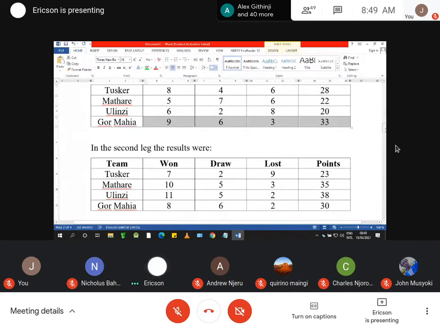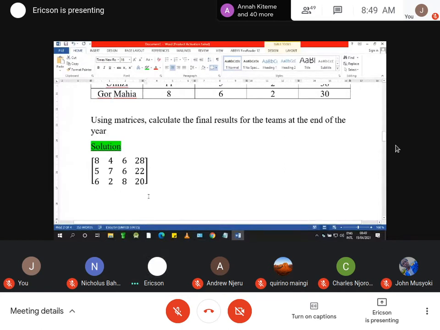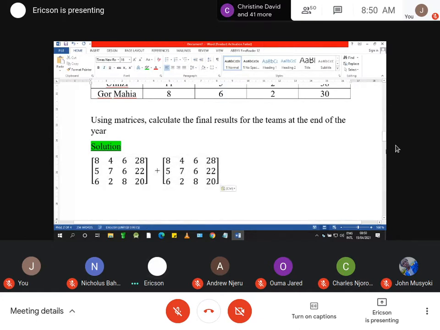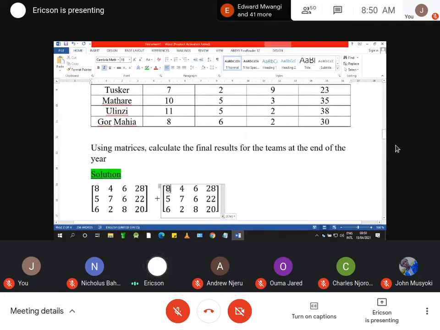Basically, I'm able to add another row to that. So basically, down here, add another row. So take the values 9, 6, 3, and 33. And from there, because you are looking for the final results, you should add this here. For the second leg, you should add the second leg, the first value here, the 7, the value here is the 2, and it's 9.